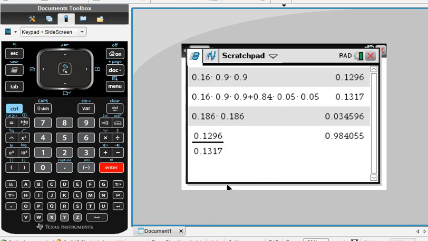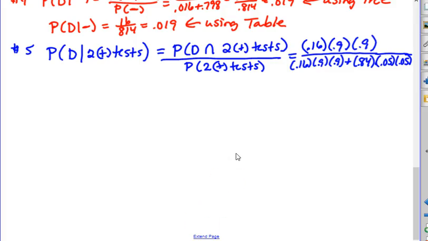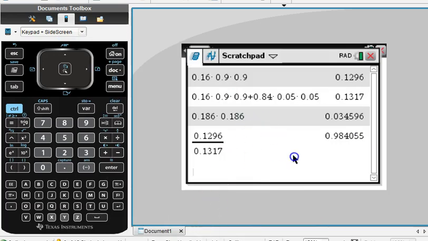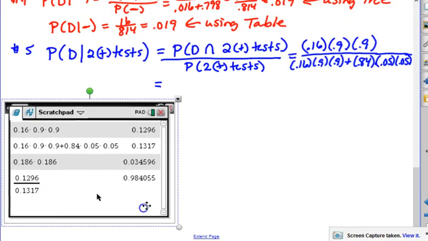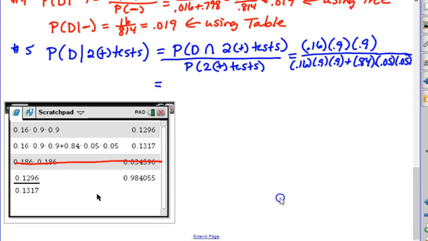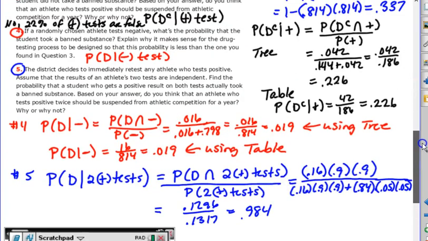Okay, so let's go back, and this turns out to be, let me grab this calculator screen. I think this would be helpful. And put it on here. Okay. So this is not the way to do it. So this turns out to be 0.1296 over 0.1317, which is 0.984. So the question asks, do you think an athlete who tests positive twice should be suspended from athletic competition for a year?